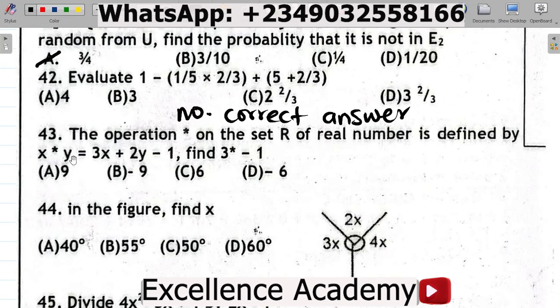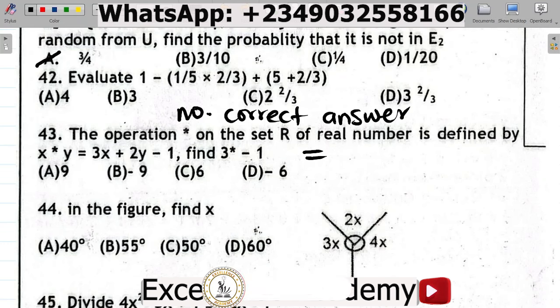All right. Next up, question 43. 43 says the operation asterisk on the set R of real numbers is defined by x asterisk y being equal to 3x plus 2y minus 1. Find 3 asterisk minus 1. Now what that simply means is that I'll put x and y into this particular equation there, right? In this case, x is the term before the asterisk, y is the term after the asterisk. So x is 3, y is minus 1.